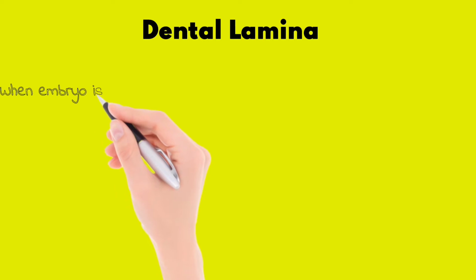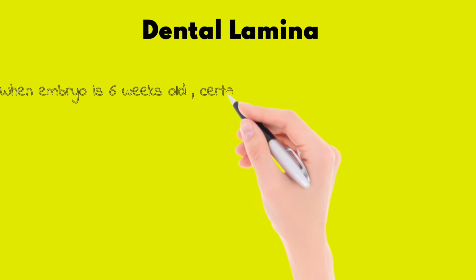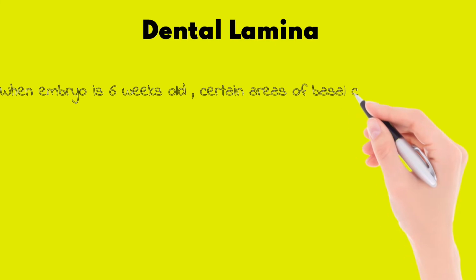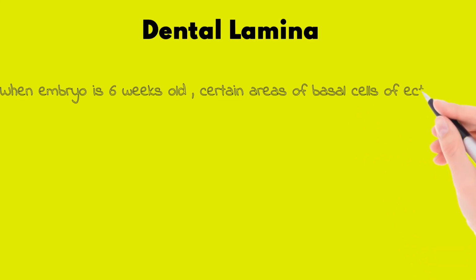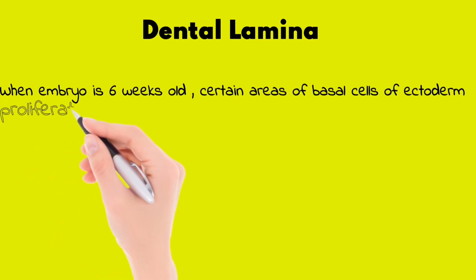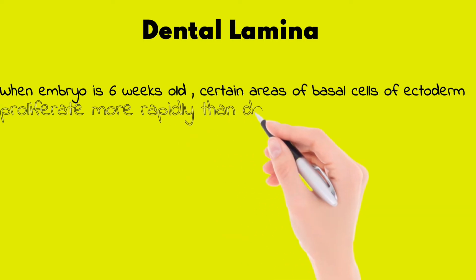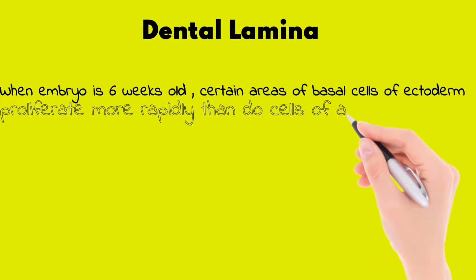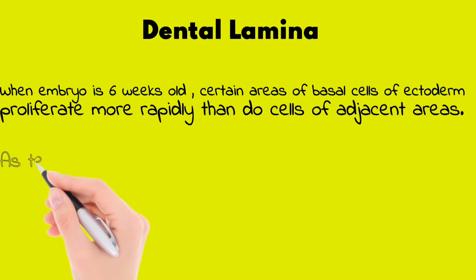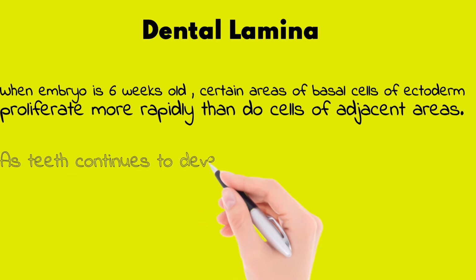When the embryo is just 6 weeks old, certain areas of the basal cells, I repeat, the basal cells of the ectoderm rapidly proliferate compared to the adjacent cells, which leads to the formation of the dental lamina. Further, this dental lamina gives rise to the primary teeth, and the distal extensions of the dental lamina give rise to the permanent molars. Further on, the successional lamina, which is formed later, gives rise to the permanent incisors, canines, and the premolars.